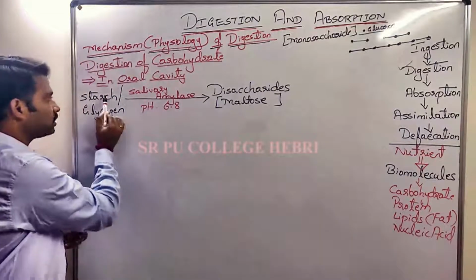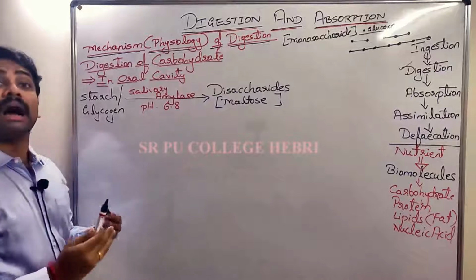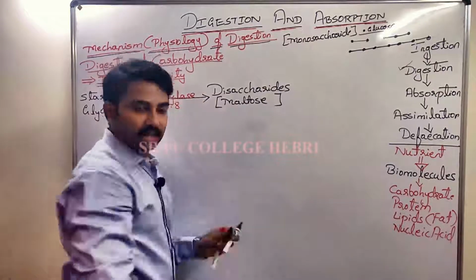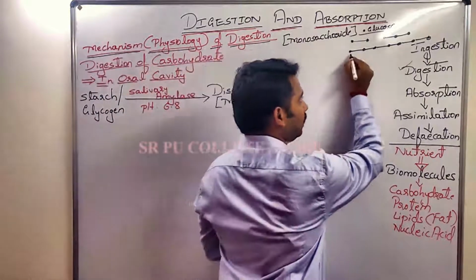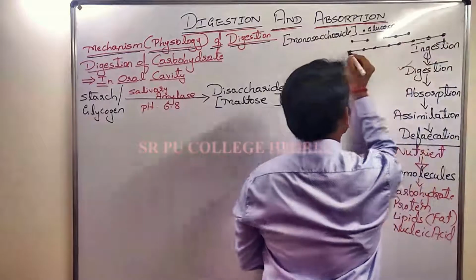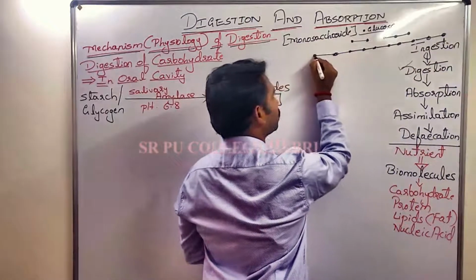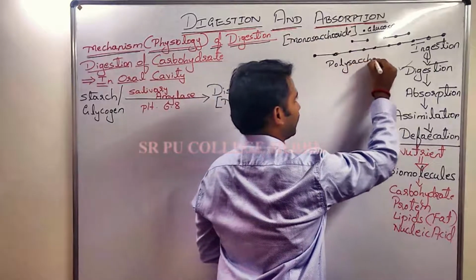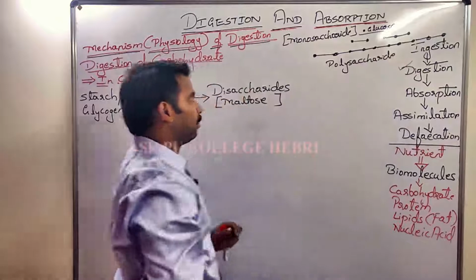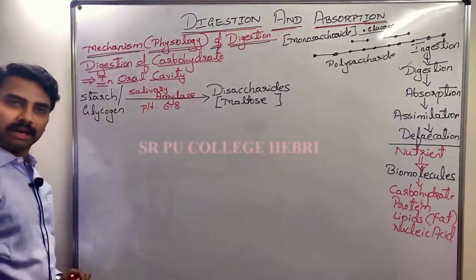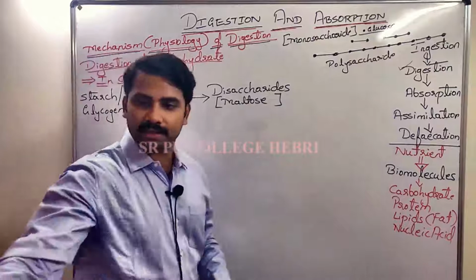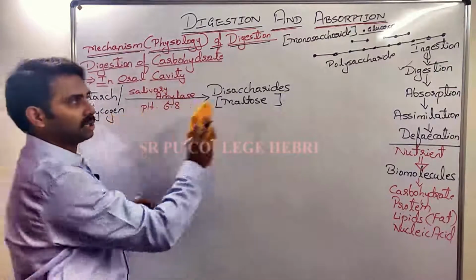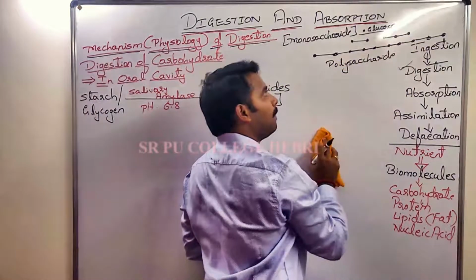Remember, both starch and glycogen are what? They are polysaccharides. Just assume this is the structure of a polysaccharide. One example of a polysaccharide is starch and glycogen. Starch is present in your rice. Now, the enzyme salivary amylase acts on the starch, which is a polysaccharide, and breaks down the bond.